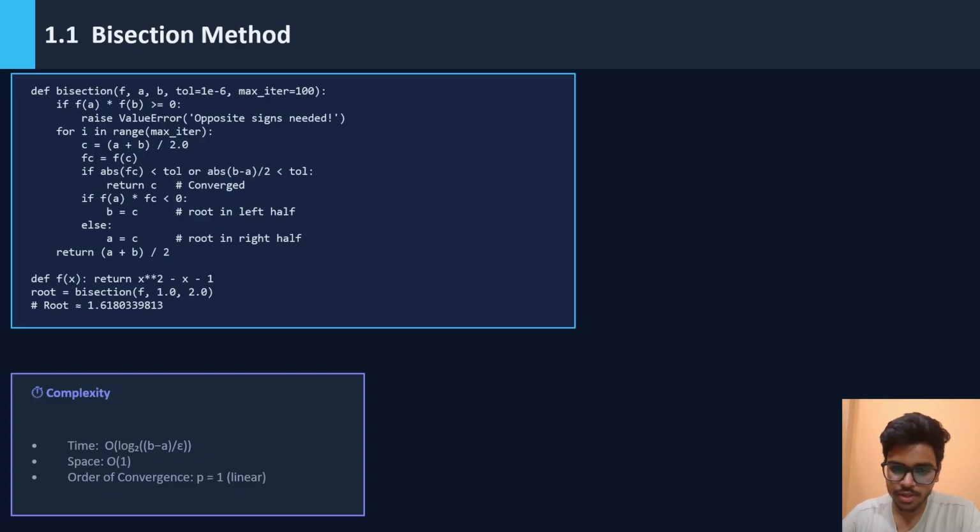So in the code, we first check whether f(a) multiplied by f(b) is negative or not. If it is positive, then there is no guaranteed root in that interval. Next, inside the loop, we calculate the midpoint, c equals (a plus b) divided by 2. Then we evaluate f(c).